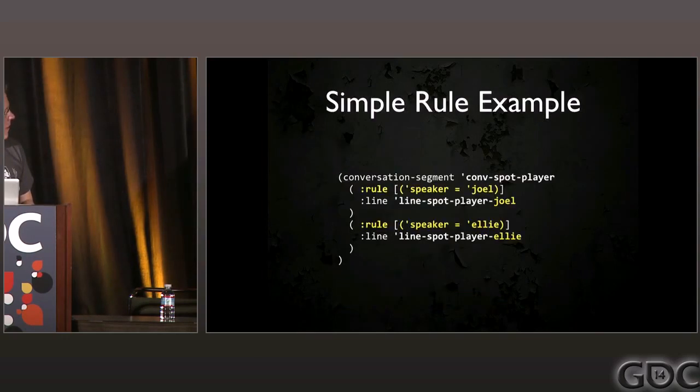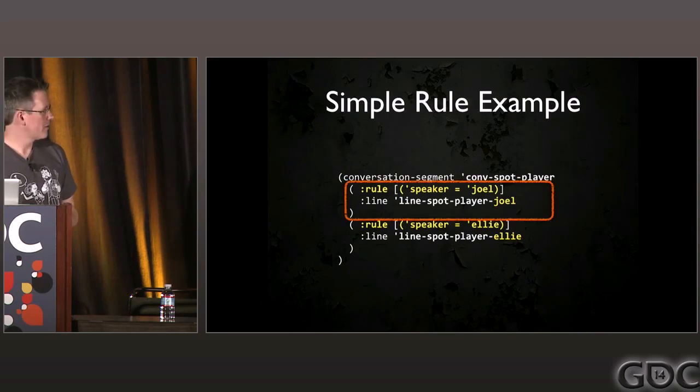All right, so here is a little example with a rule. We just select different lines based on whether the speaker is Joel or Ellie.